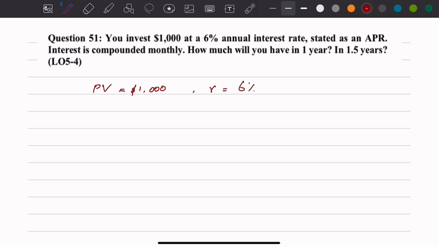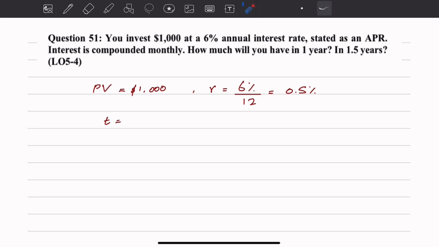But because it's compounding more frequently, each month, this is the annual interest rate. So we're going to divide it by the number of times that the compounding is going to occur within 1 year. Since the compounding is done monthly, we have 12 months in a year, which means we divide this by 12. That gives us 0.5%.